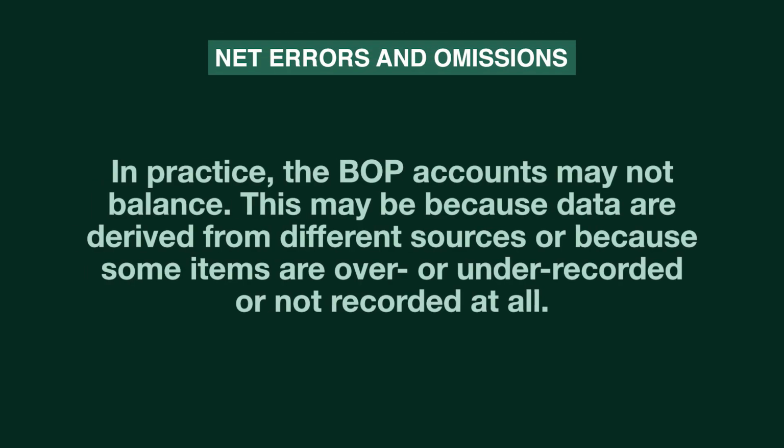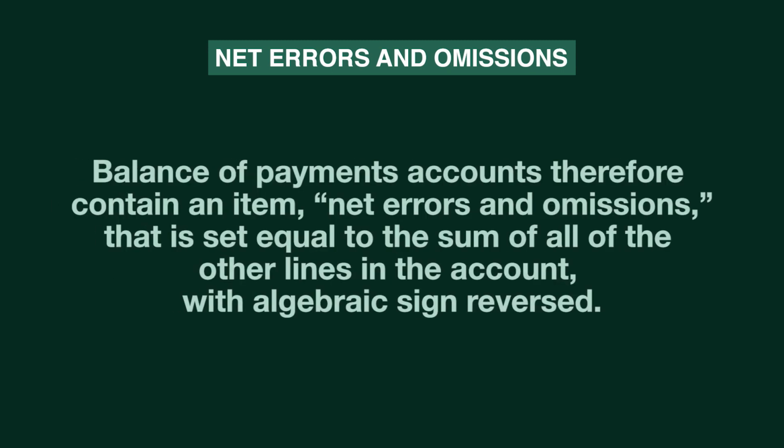We are going to talk about the net errors and omissions that are shown in the balance of payment. Now, by principle, debit must be equal to credit and the balance of payment account must be balanced. But in reality, this may not be so. That is because the data are derived from different sources. Sometimes some may be overestimated, there may be under-recording in some cases too. The balance of payment, therefore, contains one item called net errors and omissions that is set as equal to the negative of the sum of all the accounts in the balance of payment.